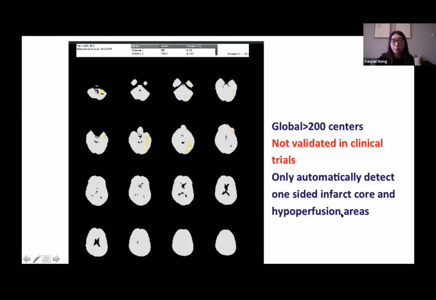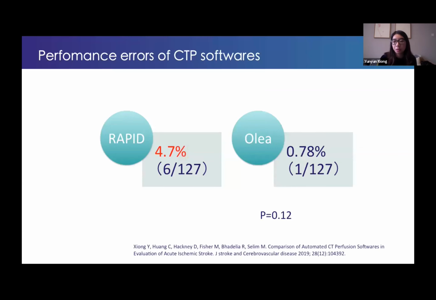And it can only automatically detect a one-sided infarct core and hypoperfusion area. So for a cardioembolic stroke patient, who may have bilateral infarcts, you cannot detect both sides automatically with this software. You need to change the interface of the software and switch to the other side to see whether the other side also has infarct or hypoperfusion. So strictly speaking, this software is only a semi-automated software.